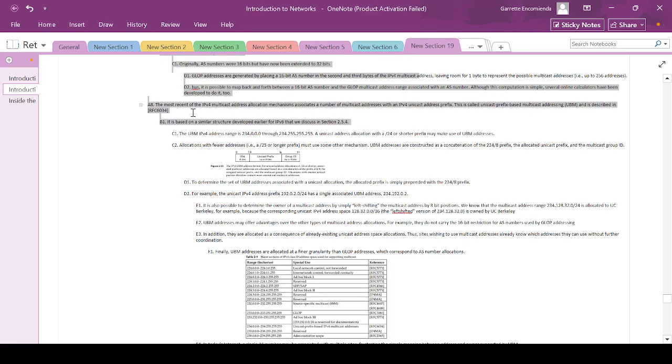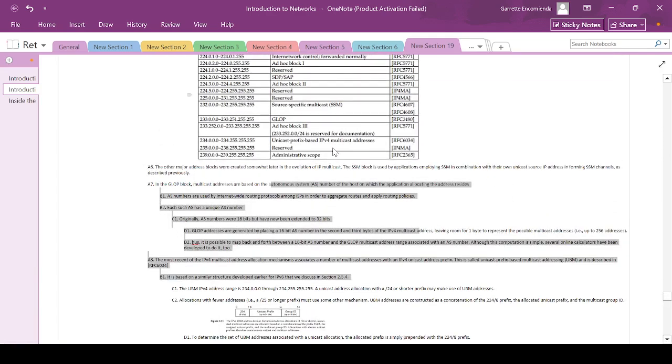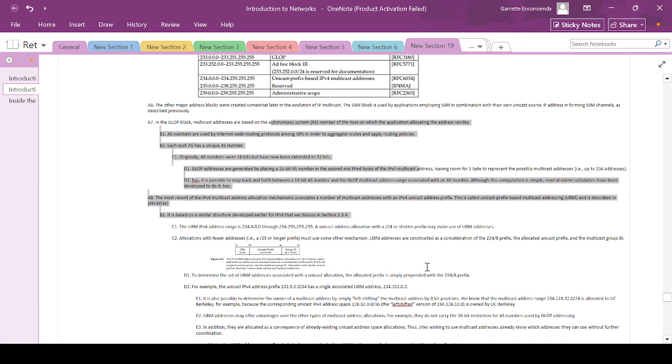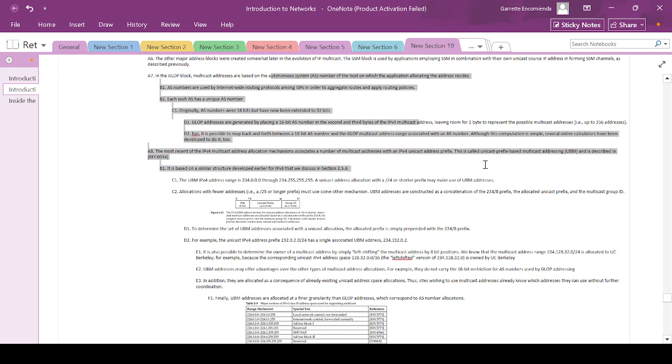The most recent of the IPv4 multicast address allocation mechanisms associates a number of multicast addresses with an IPv4 unicast address prefix. So here, unicast prefix based IPv4 multicast addresses. That's the most recent IPv4 multicast allocation mechanism. This is called unicast prefix based multicast addressing, or UBM, and is described in RFC 6034.